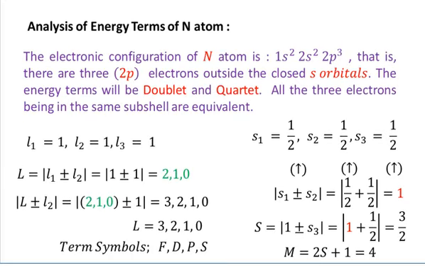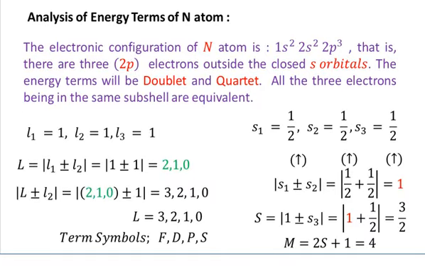Analysis of energy terms of the nitrogen atom. Now you see that here I am going to study the atomic nitrogen, not in molecular form, but in atomic form. In the atomic form, the nitrogen atom has a total of 7 electrons, and 4 of the electrons are in the closed shells of 1s2 and 2s2, and the rest of the 3 electrons are in the 2p orbitals, where there is a lot of space.